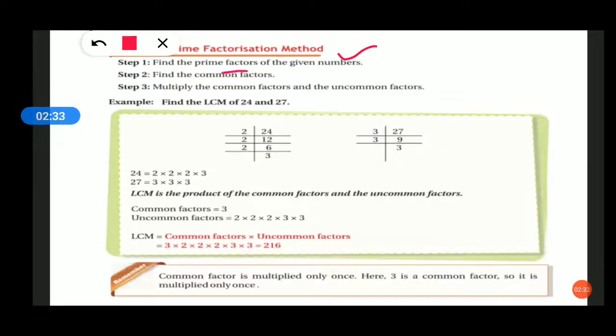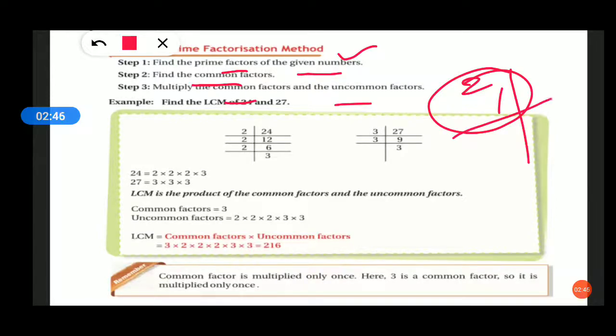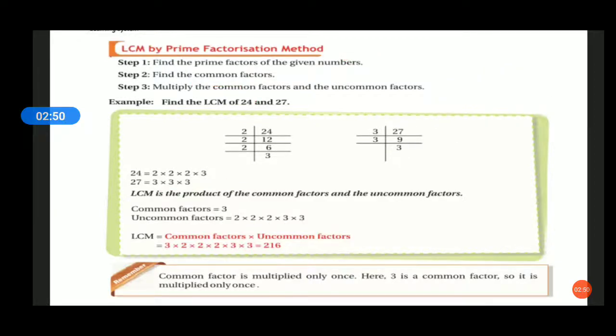Find the prime factors of the given numbers. What are the factors? Then find the common factor and multiply. You need to find the prime factors, then for both numbers find the common factor, and then you are going to multiply. That's all students. We will see an example here.